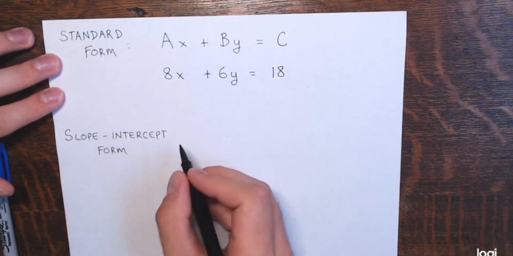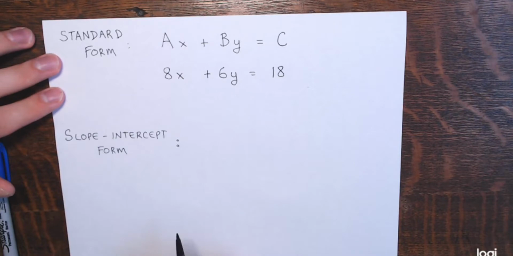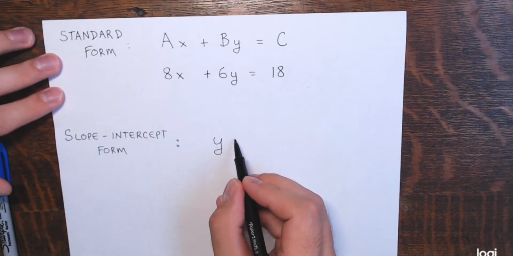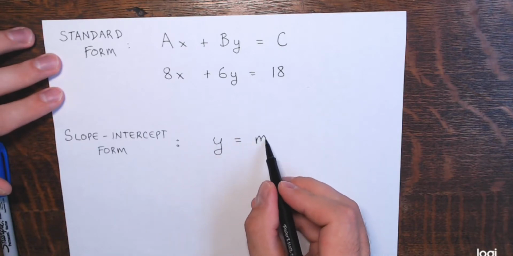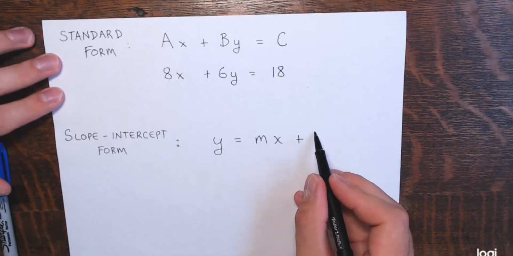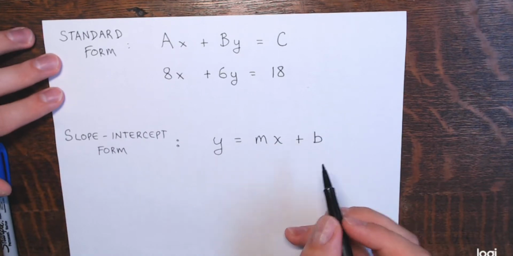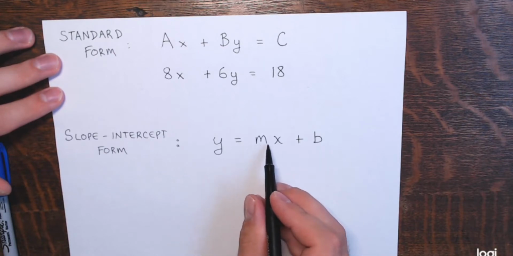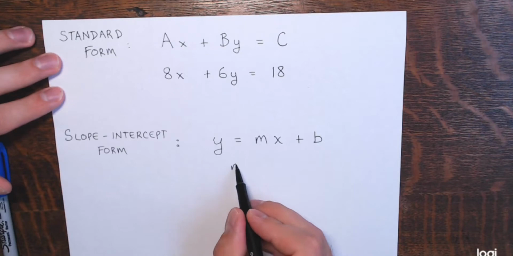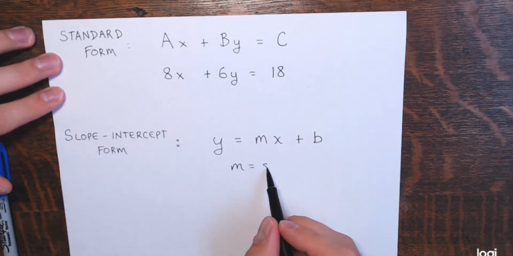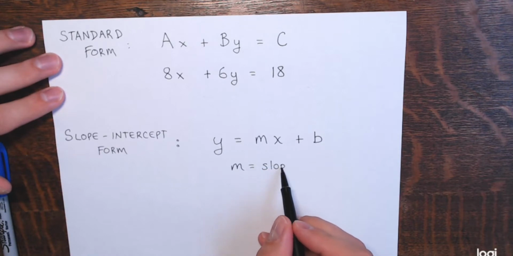For a linear equation, the slope-intercept form looks like this: y equals m times x plus b, where the coefficient of x, the number attached to x, is the lowercase m. That's the slope of the line.